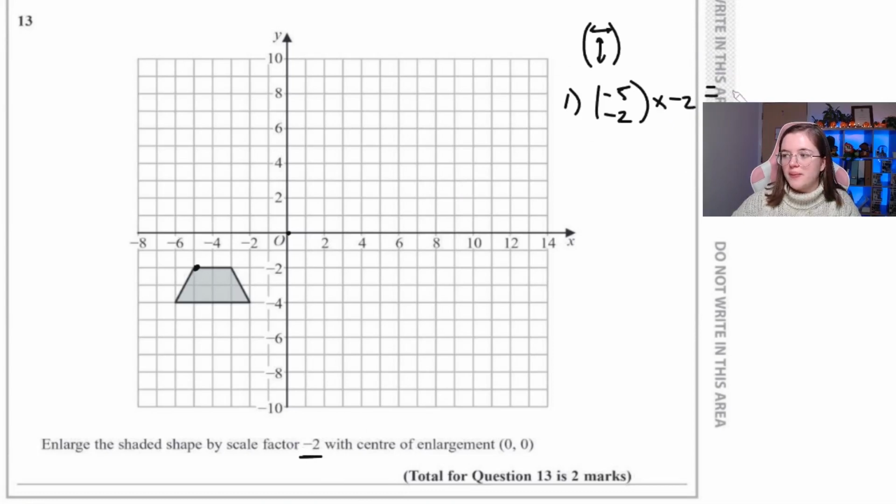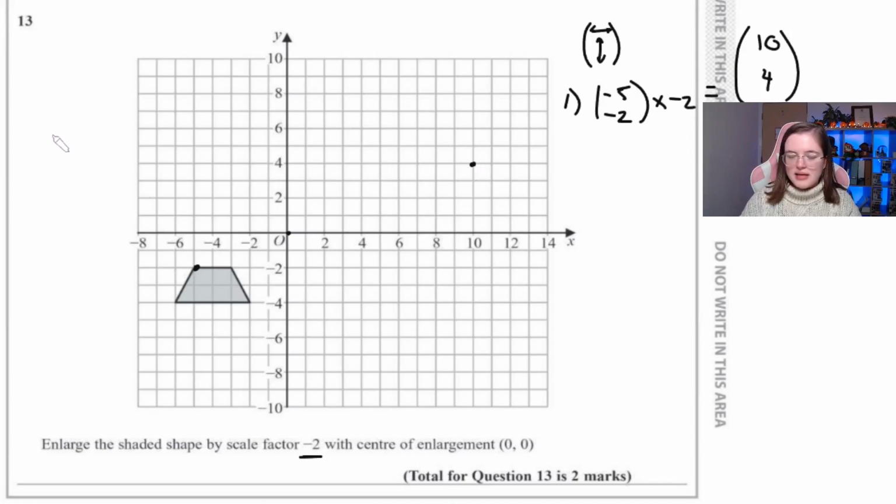That gives us our new vector, which is -5 times -2, that's 10, and -2 times -2, that is 4. That means our new point, if we count from here using our new vector, is 10 right, 1, 2, 3, 4, 5, 6, 7, 8, 9, 10. Remember, right is a positive number. Then 4 up, 1, 2, 3, 4. So that black point is now going to be there.